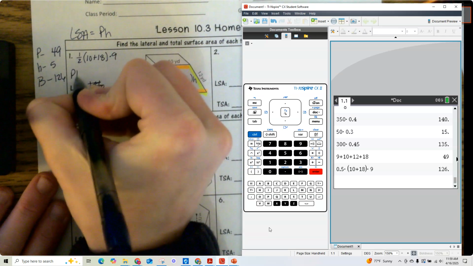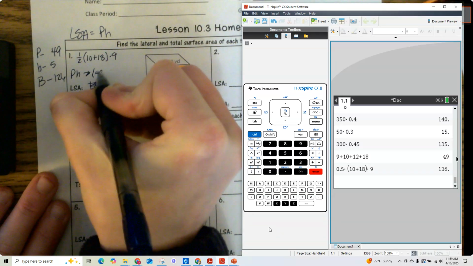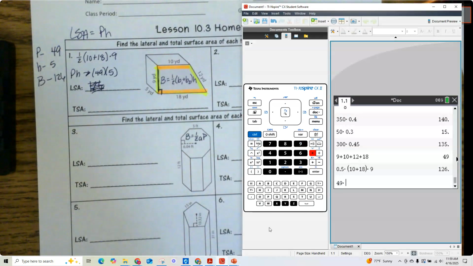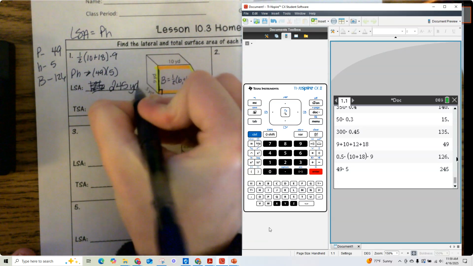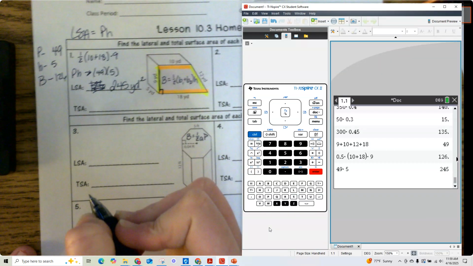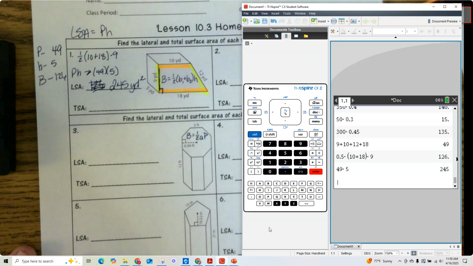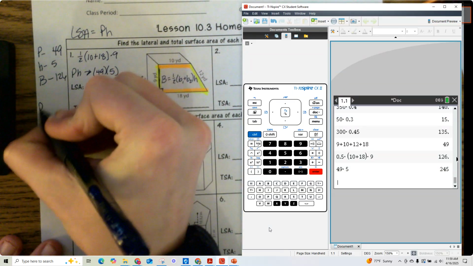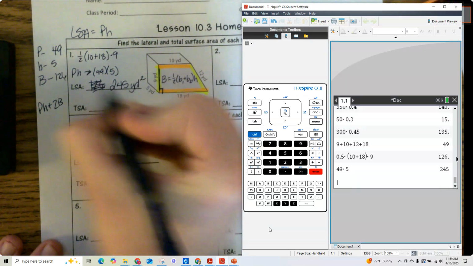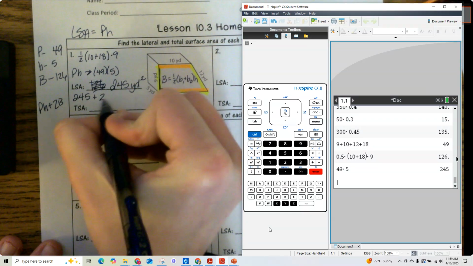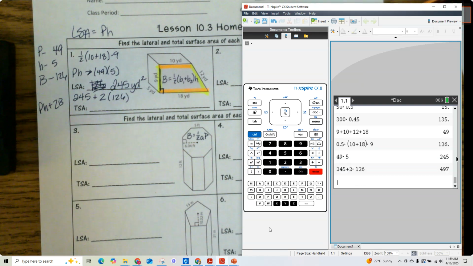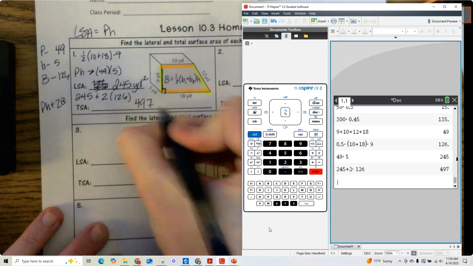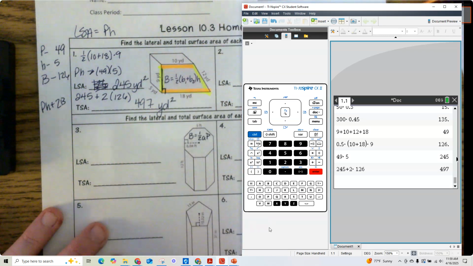All right, lateral surface area is perimeter times height. So perimeter is 49, height is 5. Multiply those two together, 245 yards squared. So I'm going to start using the shortcut for the total surface area, PH plus 2 big B. I'm going to take my lateral surface area and add 2 times big B onto it. So this one is 497 yards squared.